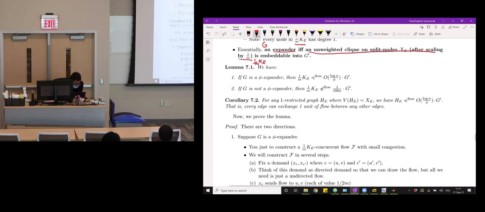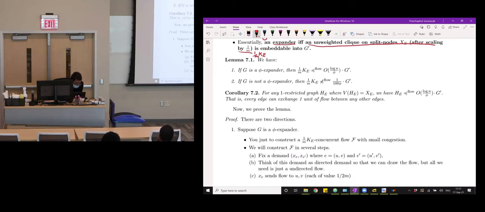The more formal way to say this is that I want to show that if G is a phi expander, then this uniform clique can be embedded into G prime with small congestion. And if it is not an expander, then you cannot embed it with maybe this condition. So I add this factor of 1/100 just to be safe.